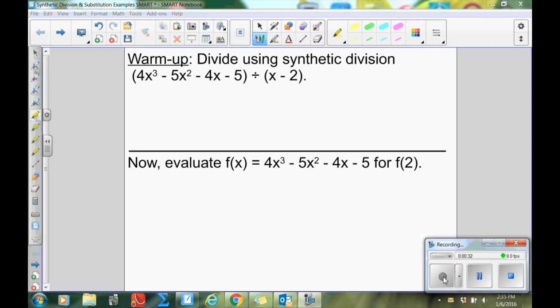The warm-up question asks us to divide. That's a key word we need to pay attention to. Using synthetic division. Fake division, so not long division. This means we'll take the binomial that we're dividing by, set it equal to 0, and solve. We put the 2 in a little corner box for organization, and then we list off the coefficients of the polynomial in order, filling in zeros if needed.